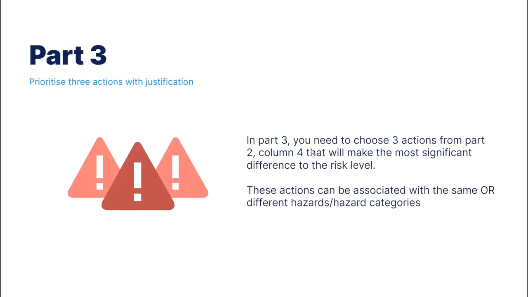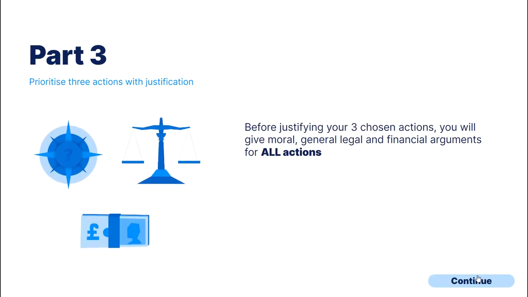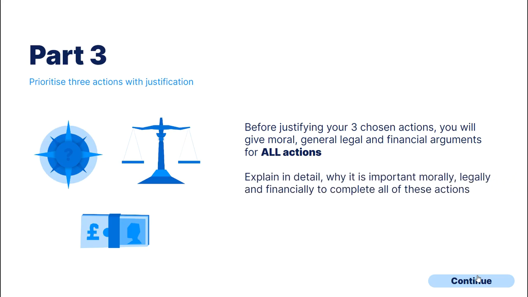In Part 3, you need to choose 3 actions from Part 2, Column 4 that will make the most significant difference to the risk level. These actions can be associated with the same or different hazard/hazard categories. Before justifying your 3 chosen actions, you will give moral, general legal, and financial arguments for all actions. Explain in detail why it is important, morally, legally, and financially to complete all of these actions.